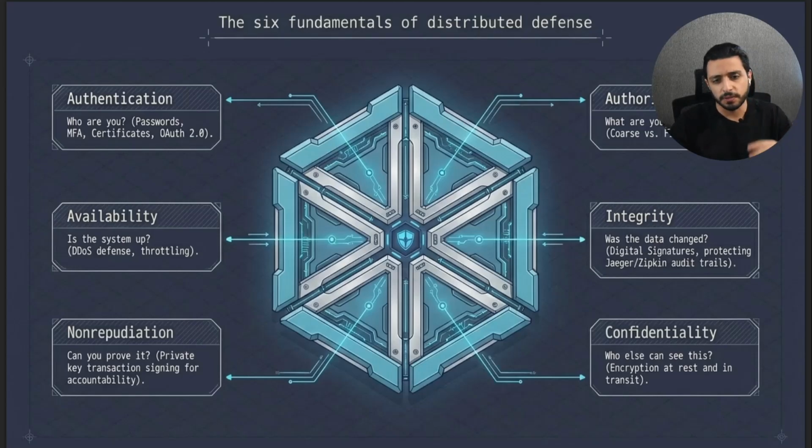This ensures that a service cannot deny an action it took. If a microservice signs a transaction with its own private key, it's legally and technically accountable for that action. By keeping a record of these signed transactions and timestamps, we ensure full accountability.